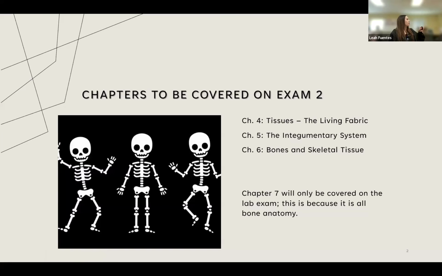So the chapters that will be covered on exam 2 is chapter 4, which is tissues, the living fabric, chapter 5, the integumentary system, and chapter 6, bones and skeletal tissue. One of the problems students tend to get caught up in is studying chapter 7 for your lecture exam. Chapter 7 is all bone anatomy, so it should not come up on your actual lecture exam. It should just be chapter 6 regarding the skeletal system.